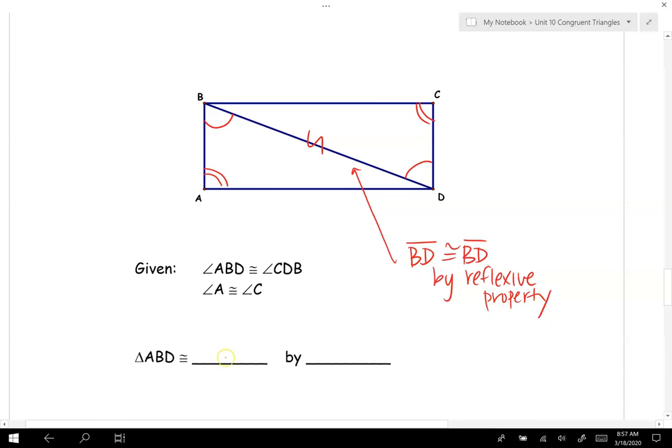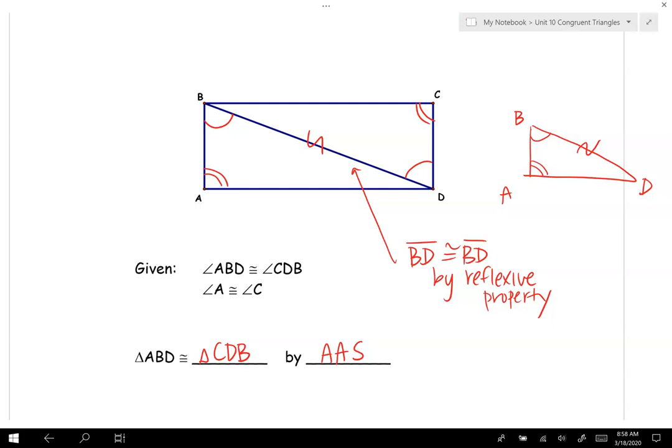Okay, so triangle ABD is congruent to triangle CDB by, and well, let me draw one of the triangles out so we can see it a little bit better. But I marked this angle, and that, so it's angle, angle, side. All right, that's it for just identifying whether or not triangles are congruent by one of the 5 shortcuts. The next video will be some applying it with some algebra.